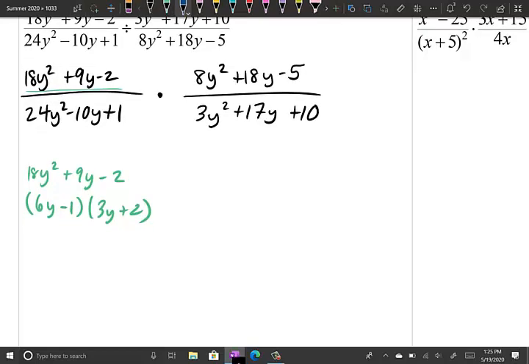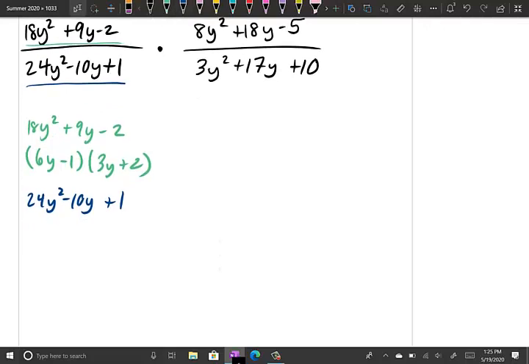We keep factoring. I'm going to factor the bottom now. So we have 24y squared minus 10y plus 1. Let's factor that. We can factor that into 6y minus 1 and 4y minus 1. I wrote that down backwards. Nope, we're good. My bad. Don't pay attention.